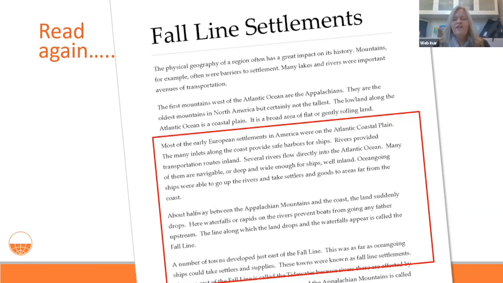What if I had pulled out the same reading that I talked about at the beginning? But now when I looked at the reading and I looked at this paragraph and said, most of the early European settlements in America were on the Atlantic coastal plain. The inlets along the coast provide safe harbors for ships. And I skipped down and said, about halfway between the Appalachian Mountains and the coast, the land suddenly drops. The waterfalls or rapids on the rivers prevent boats from going further upstream. This line, where the land drops and the waterfalls appear, is called the fall line. But the important part is a number of towns developed just east of that fall line.